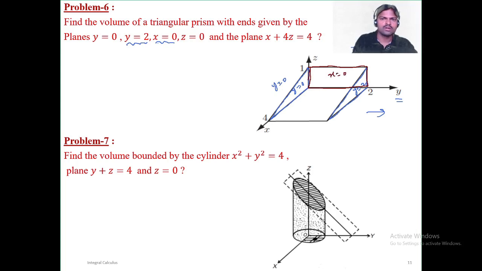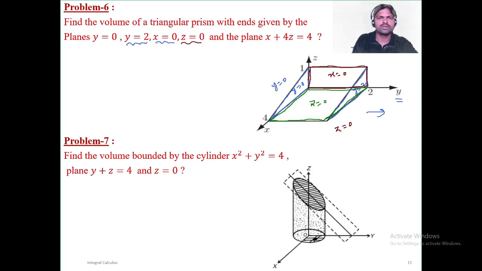Next one, z is 0. Z is 0 means what? The XY plane, in which z is 0. So this will be z is 0, from here to here. This plane is z is 0.